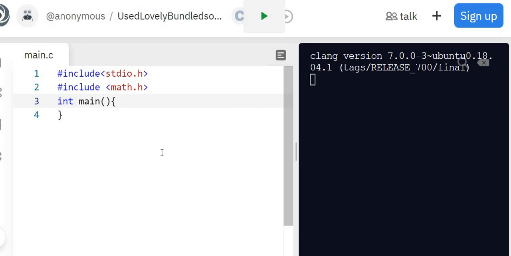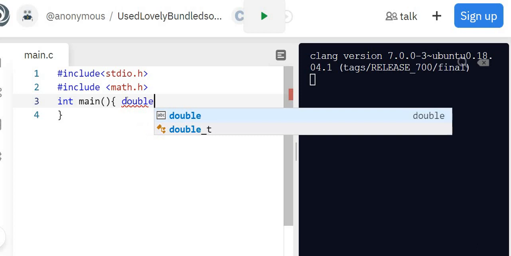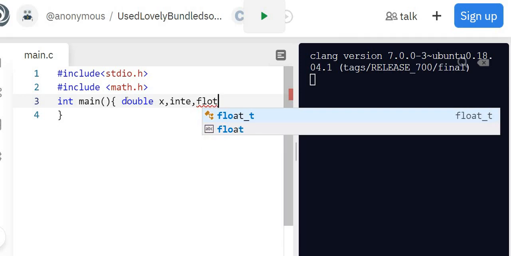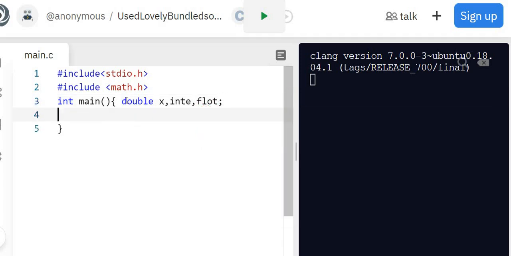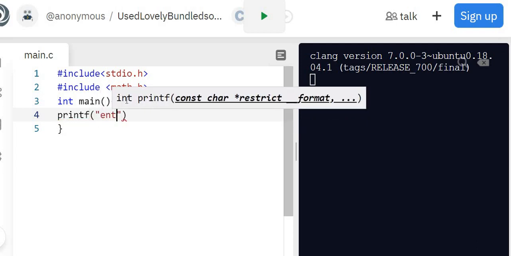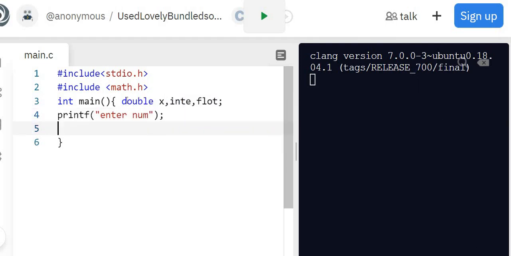One more interesting function that divides or separates the real and integer part, but it works on double. So we must define the number in the form of double, also its integer part, its float part as double. Now let us ask the number to the user. Enter number. So user will enter the number. This number we have to read.